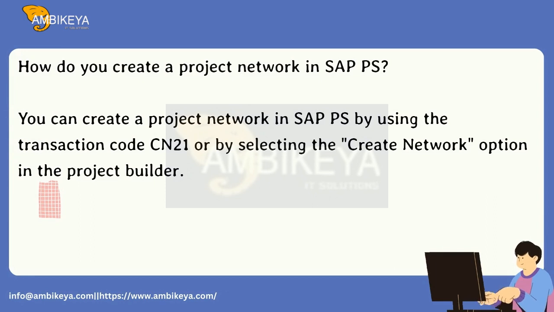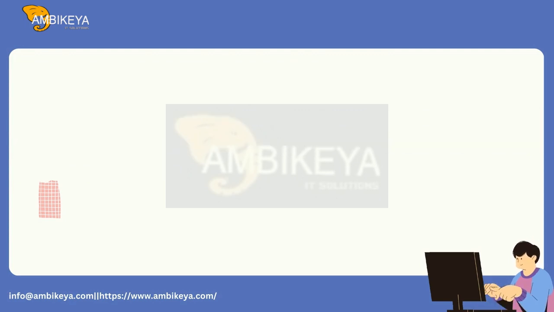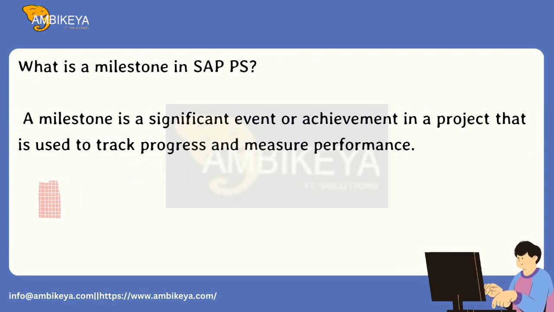How do you create a project network in SAP PS? You can create a project network in SAP PS by using the transaction code CN21 or by selecting the Create Network option in the Project Builder. What is a milestone in SAP PS? A milestone is a significant event or achievement in a project that is used to track progress and measure performance.